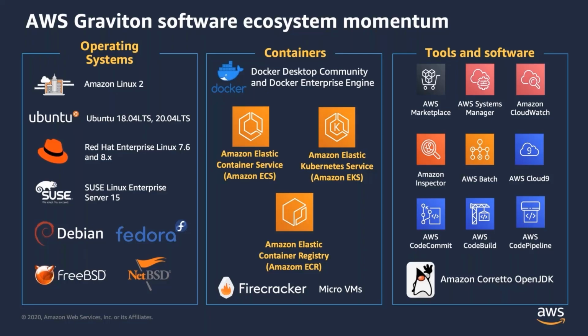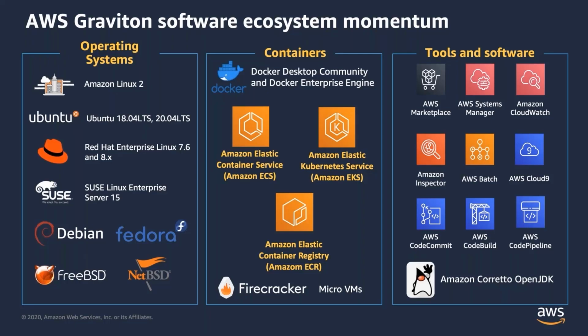In the containers ecosystem, Docker supports ARM64 architecture. Our Amazon Elastic Container Service is available, as is Amazon Elastic Container Registry. Our EKS service, which is the managed version of Kubernetes on AWS, is available as a preview. And you can also use Firecracker micro VMs on those instances.